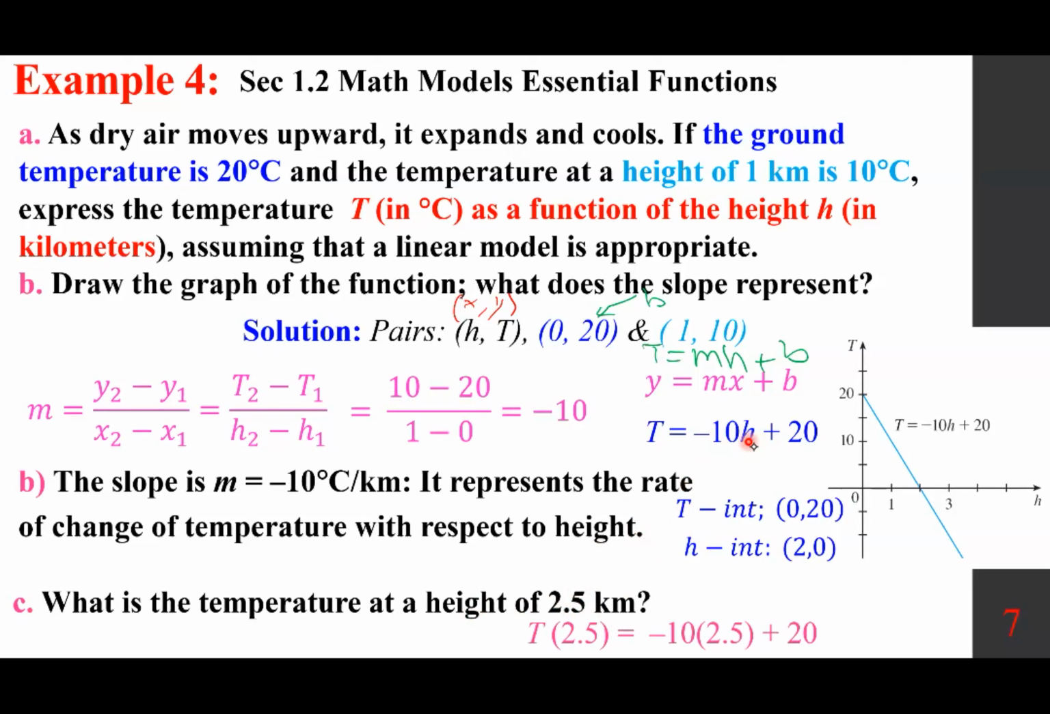f of x is square root of x minus 3. g of x is x squared. h of x is x cubed plus 6. And we want f o g o h. So first, f o g, that means f of g of x. Replace the x with x squared. This is f o g.